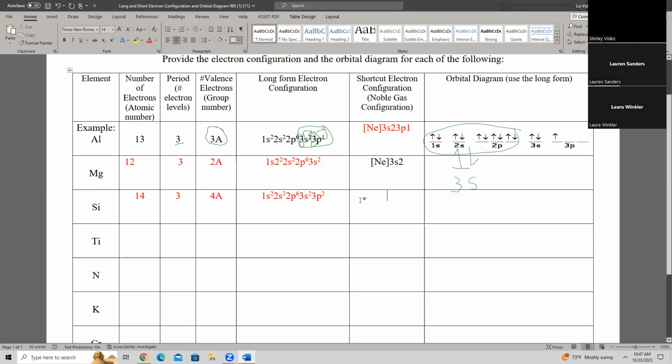All right, and again, if we were to take our annotation and look at where neon stops, it would be right here. This is neon right there. So what we need to write down for the electron configuration is neon.